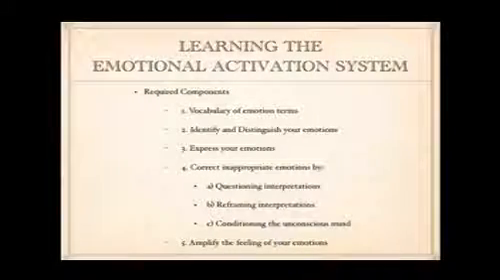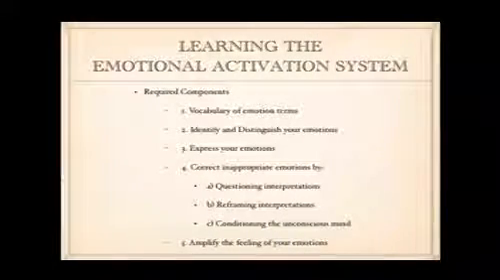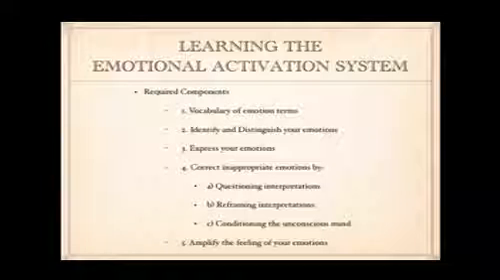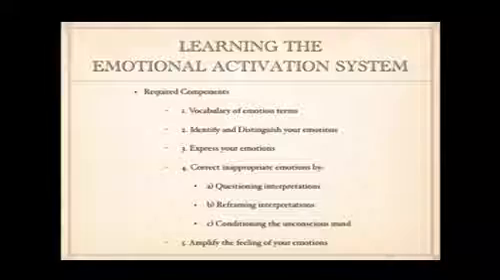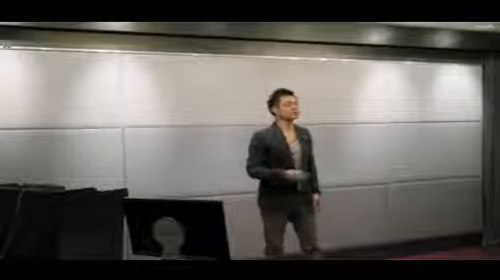Okay, there are 5 components to learning the emotional activation system. The first thing you're going to need to do, the first component, is that you need a vocabulary of emotion terms. The second thing you're going to need is the skill of identifying and distinguishing your emotions. The third is where you express your emotions. So you identify them, you distinguish them, and then you express them.